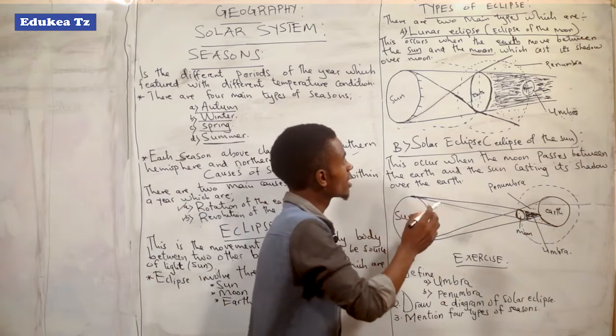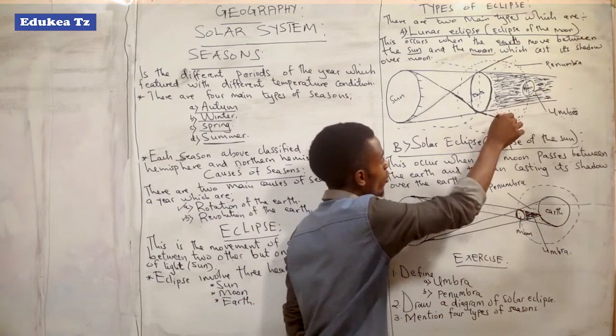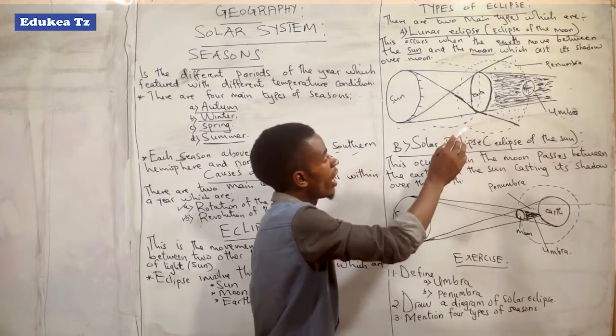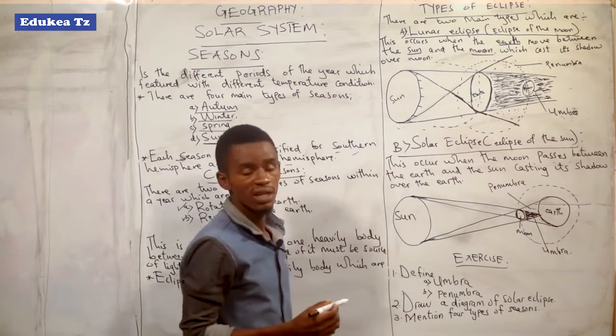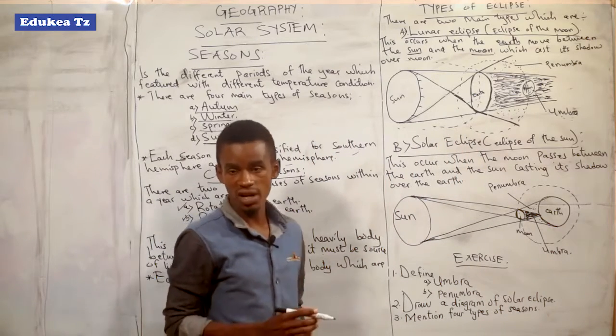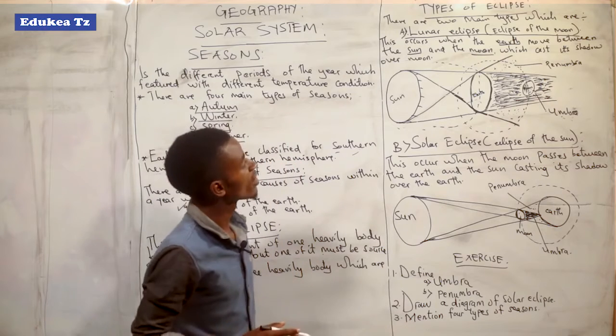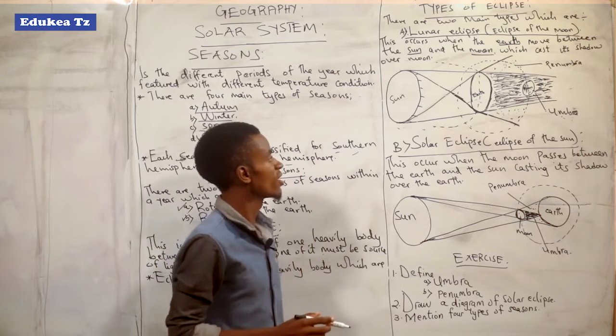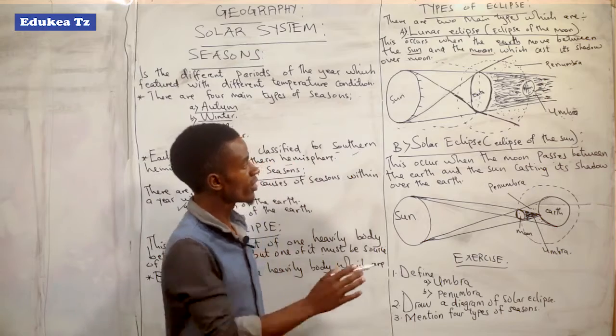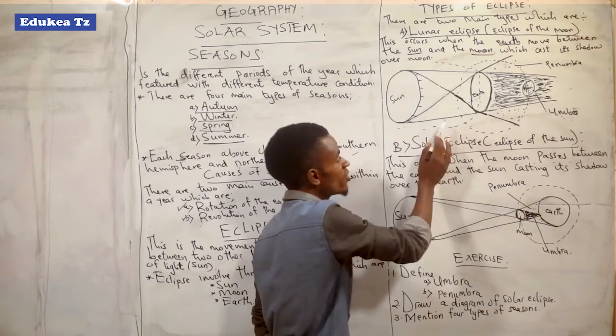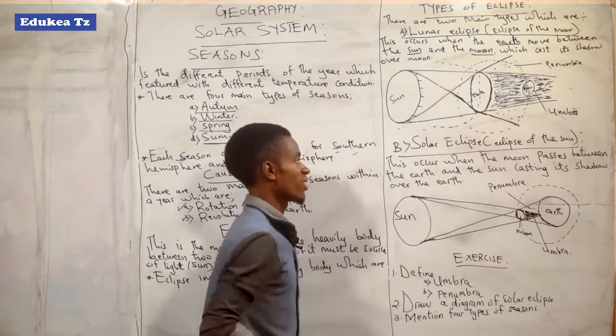But if, at a point when the moon and the Earth move, they are not directly in line with the sun, the eclipse is not there. So that is all about the lunar eclipse. We say that a lunar eclipse occurs when the Earth passes between the moon and the sun.